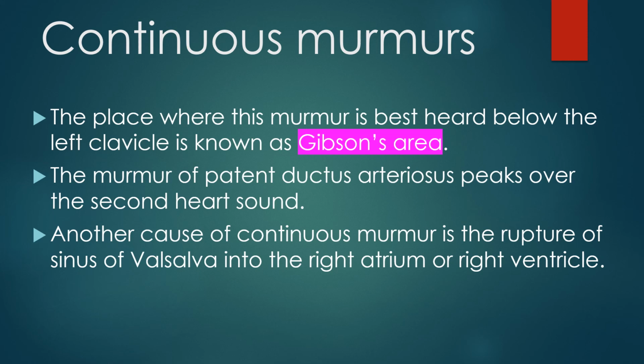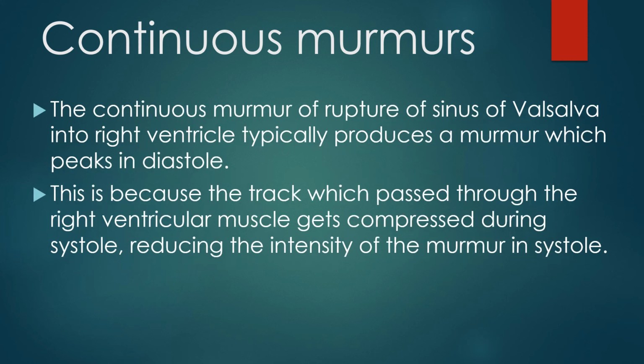Another cause of continuous murmur is the rupture of sinus of Valsalva into the right atrium or right ventricle. The continuous murmur of rupture of sinus of Valsalva into right ventricle typically produces a murmur which peaks in diastole. This is because the tract which passes through the right ventricular muscle gets compressed during systole, reducing the intensity of murmur in systole and causes a diastolic augmentation of the murmur.